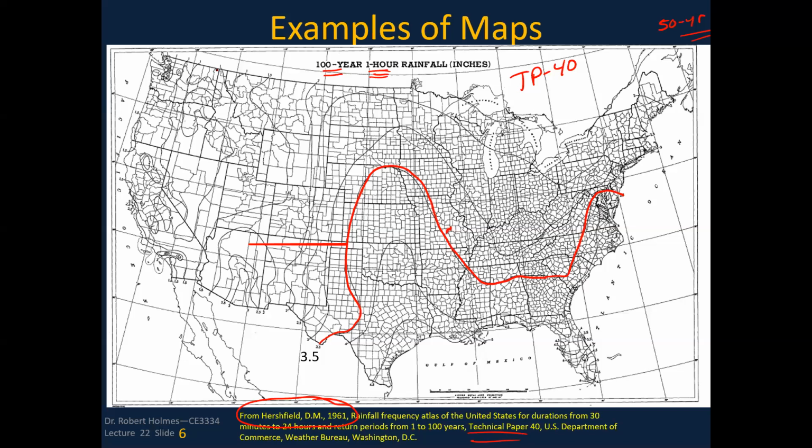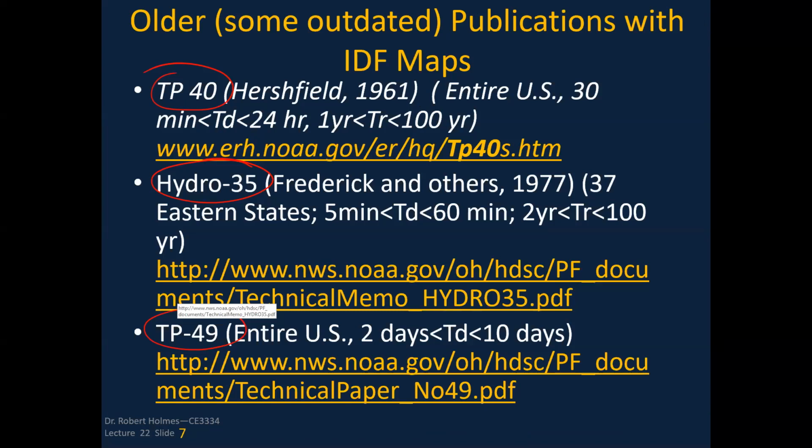As I mentioned, there's TP40, there's Hydro 35, there's TP49, and all these different things. And there's a number of other reports as well. TP40 did the entire United States and did from a 30-minute duration up to a 24-hour duration, and from the 1 year to the 100-year rainstorm. Hydro 35 basically looked at less than 60 minutes. And it looked at from 2-year to 100-year recurrence interval.